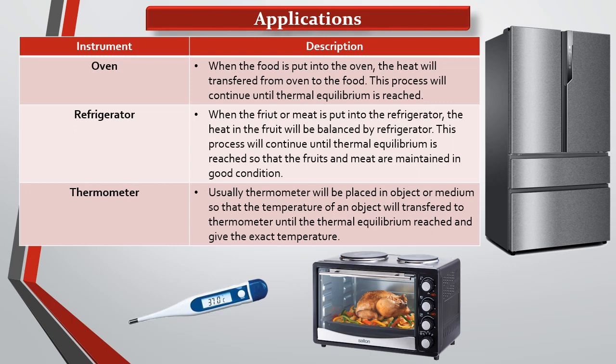Okay, understand? Good. So the second one is the refrigerator. When fruit or meat is put into the refrigerator, the heat in the fruit will be balanced by the refrigerator. This process will continue until thermal equilibrium is reached, so that the fruits and the meats are maintained in good condition.